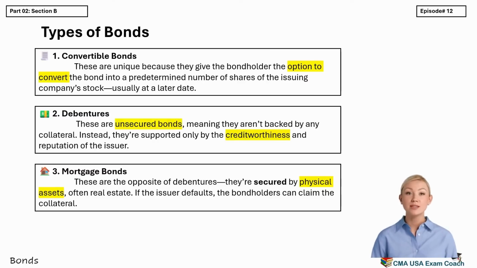Mortgage bonds are the opposite of debentures. They're secured by real tangible assets, like buildings or land. That means if the issuer defaults, bondholders have a claim on the underlying property. It's like a safety net for investors, which can make mortgage bonds a more secure option in some cases.